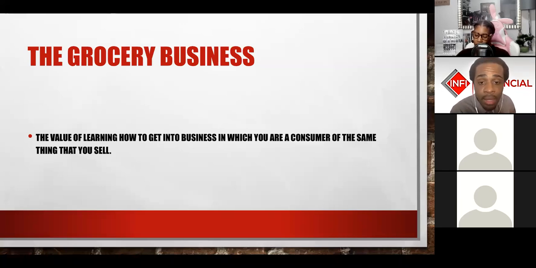The value of learning how to get into business in which you are a consumer of the same thing that you sell is that you want to be able to give yourself loans as well as develop your cash value so that you can loan it out to other people. But if people know that when you're taking loans out for yourself, you're not paying yourself interest or paying yourself back, especially if it's a family member, then they notice. Say you loan them some money. You might have it down in a contract, you have it all professional. But if they don't see you practicing what you preach, they're less likely to pay you back.